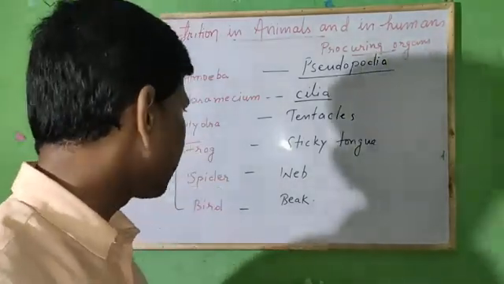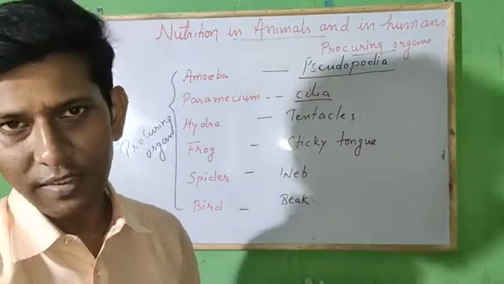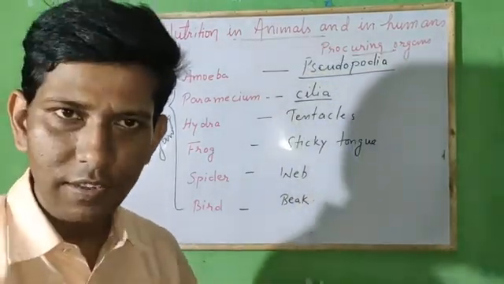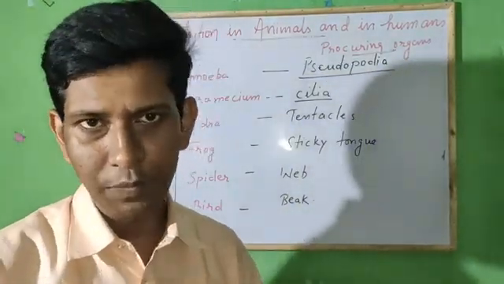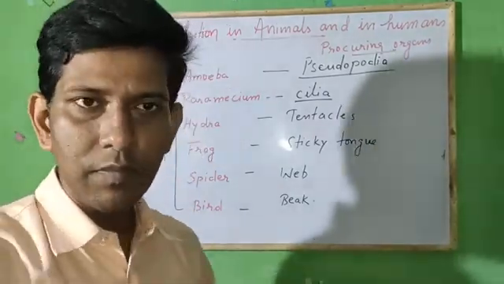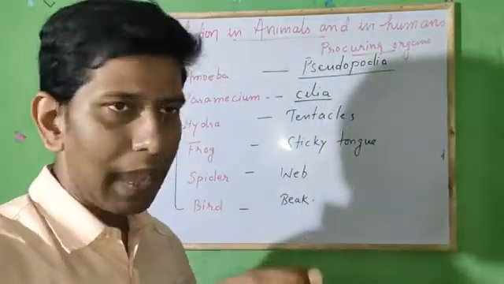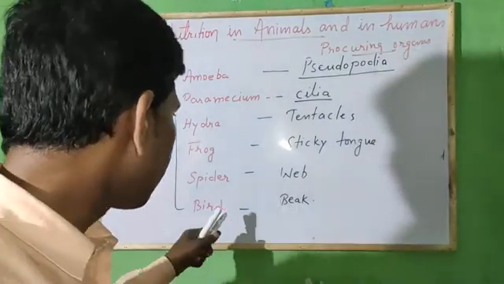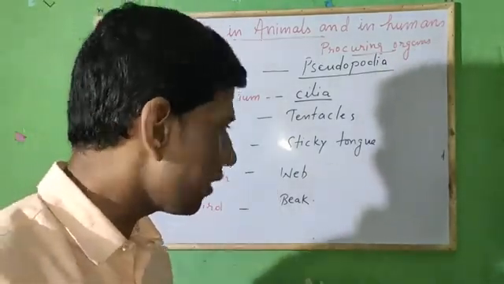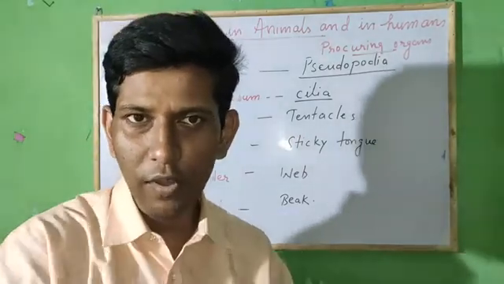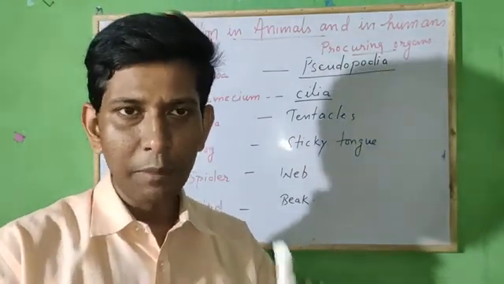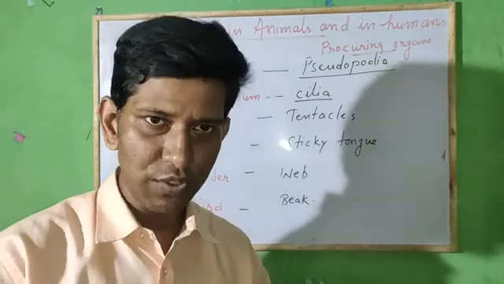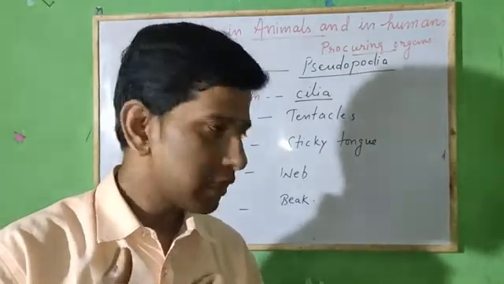Now a spider, the next one you can see, dear children. You are all aware that a spider generally weaves a web, and this web traps its food and then it utilizes the food. Now come to the last one written here, that is bird. A bird has a special organ, that is the beak. The beak is very important to capture the food particle.